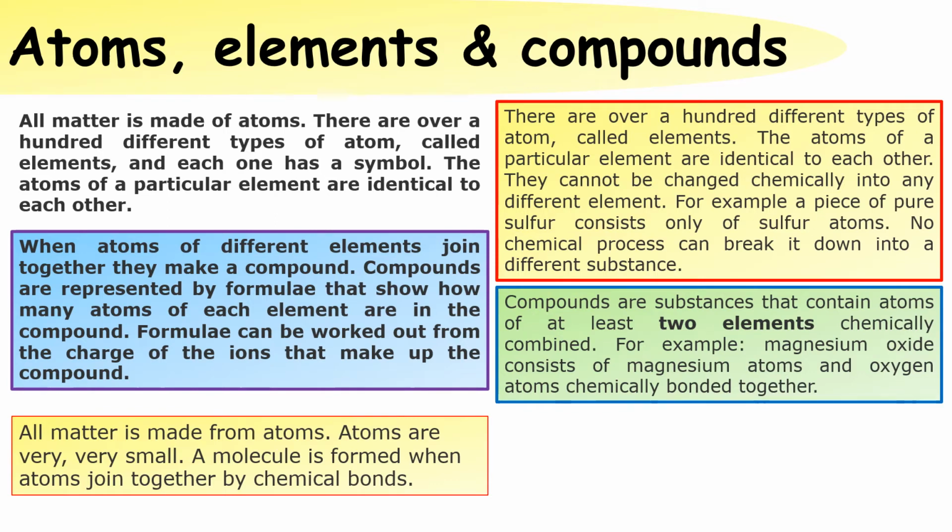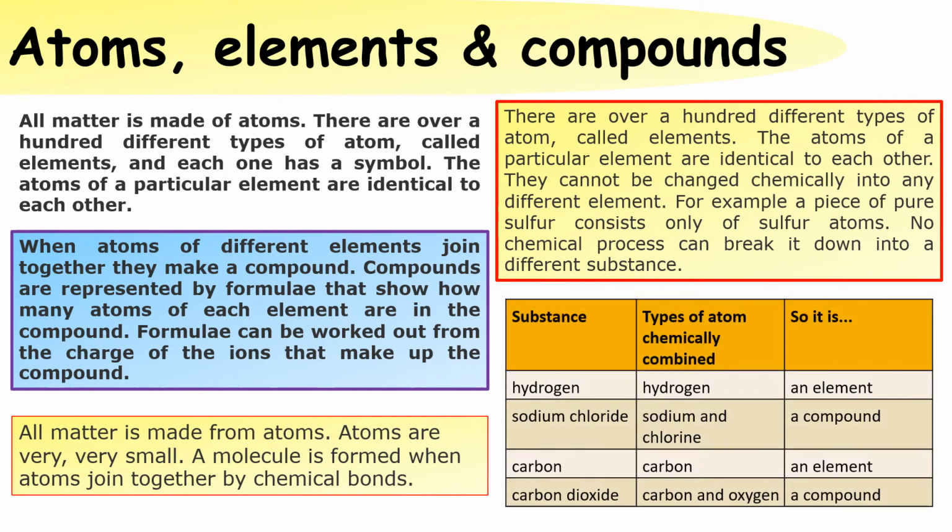Compounds are substances that contain atoms of at least two elements that are chemically combined. For instance, magnesium oxide consists of atoms of oxygen and atoms of magnesium chemically bonded together. So, if we look at a few examples, hydrogen is an element because it's only made out of hydrogen atoms. Copper chloride is a compound because it's made out of both copper and chlorine atoms.